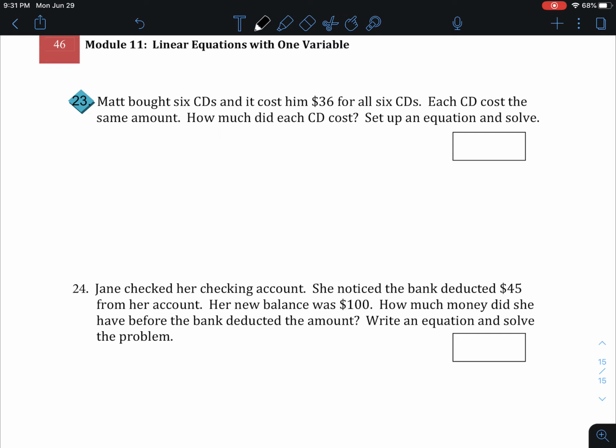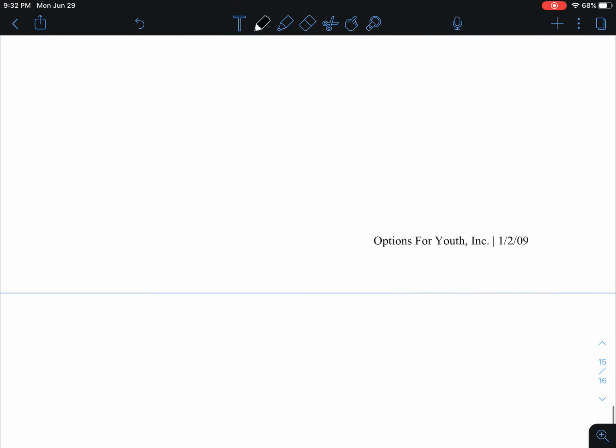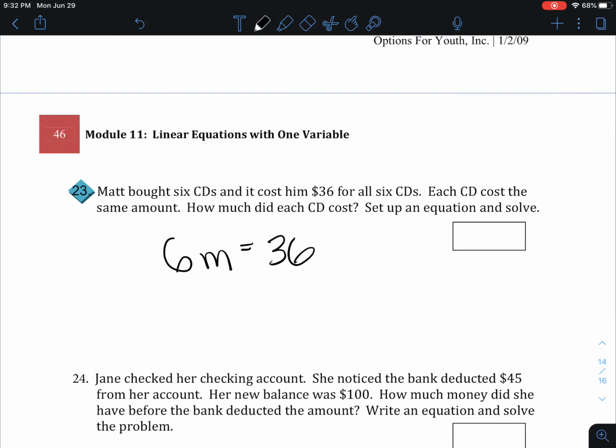23, Matt bought 6 CDs and it cost him $36 for all 6 CDs. Each CD costs the same. How much did each CD cost? Set up an equation and solve. So I'll set up the equation, but you guys will be responsible for solving. So he bought 6 CDs and each cost the same amount of money. We don't know how much each costs, so we'll just put M there for money. So we have 6 CDs that each cost the same amount of money, and we know the total cost has to equal 36. So you just want to solve that now, and that wraps up the Diamond question review for Module 11.